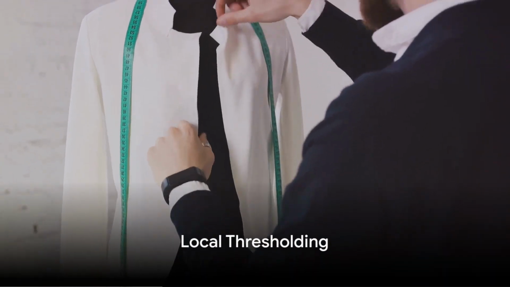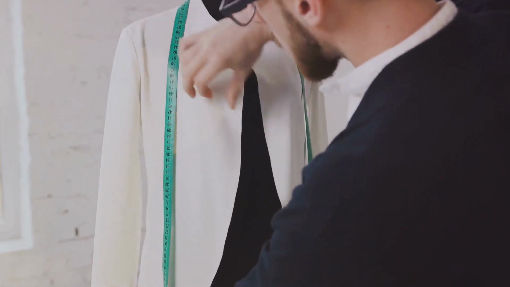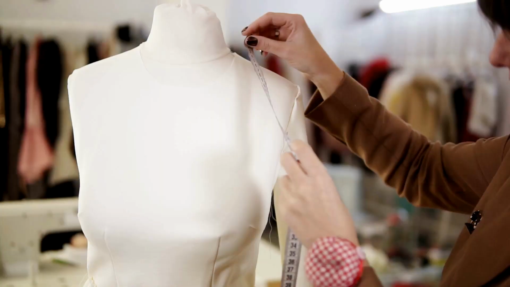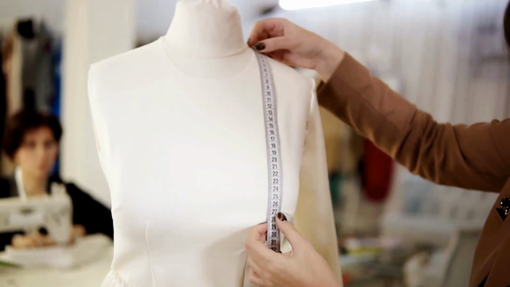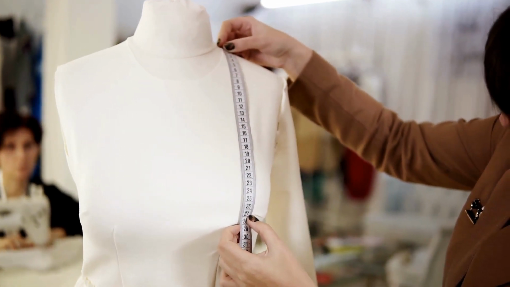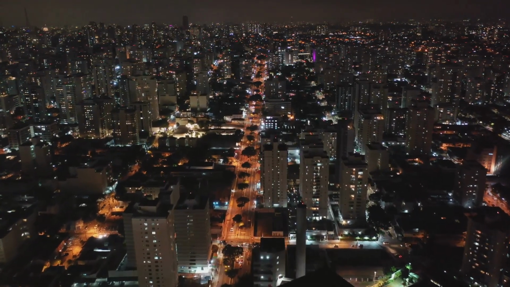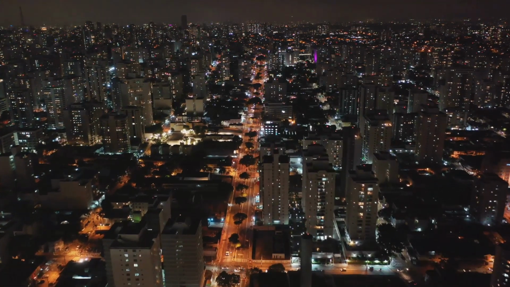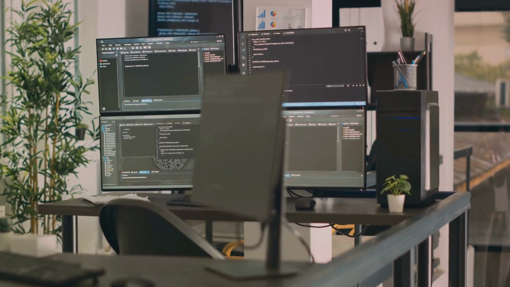Now, let's shift gears and talk about local thresholding. Picture a tailor measuring each person individually to ensure a perfect fit. That's what local thresholding does. Instead of using a single global threshold, it adapts to the local neighborhood of each pixel. The threshold varies across the image, accounting for changes in lighting and texture. This makes it more nuanced and flexible, allowing it to handle complex images with varying light conditions. However, it is more computationally intensive than its global counterpart.